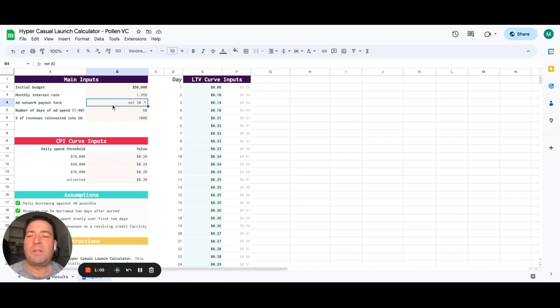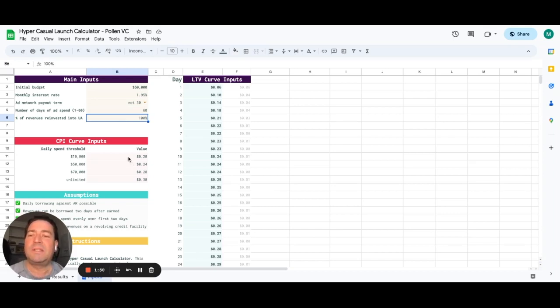Ad network payout terms, how quickly they pay out. Is it net 15, net 30, net 60? Reality is going to be a combination of them all, but pick something that's conservative here. And then how many days we're going to run the ad spend for. So we'll say we're going to max out 60 days, full tilt, as much as we can, reinvest back into ads. We're going to reinvest 100% in this example here.